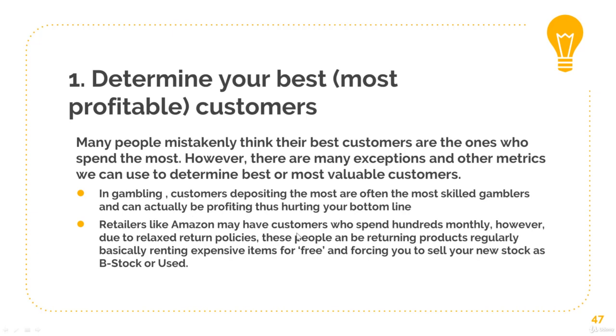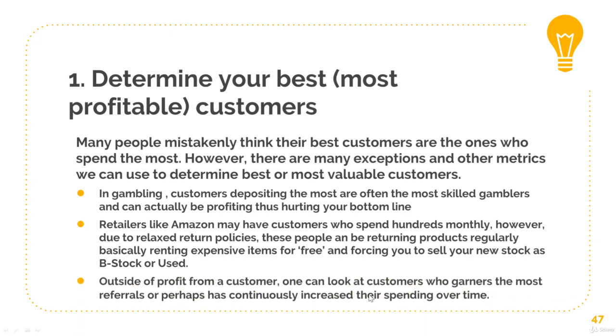Also, retailers like Amazon have customers who spend hundreds monthly. However, due to their relaxed return policies, these people can be returning products regularly. So while they are big spenders, they're actually returning all the items to Amazon and basically just renting these items for free, because Amazon now has to take back their used items and probably refurbish them and sell them as B-stock or as used items. So they're losing money on these big spenders. So it's key that we know how to identify our best customers and then find a way to find them using the data.